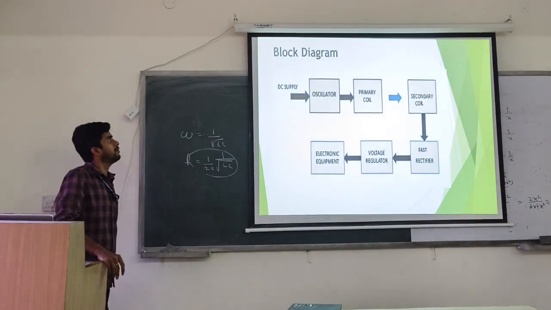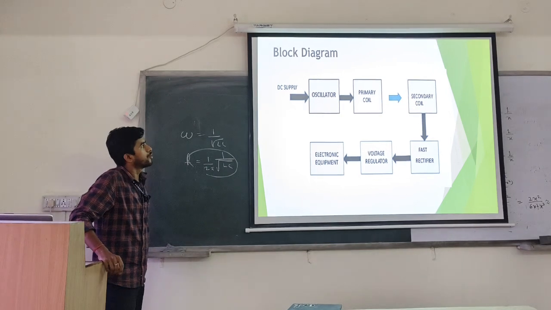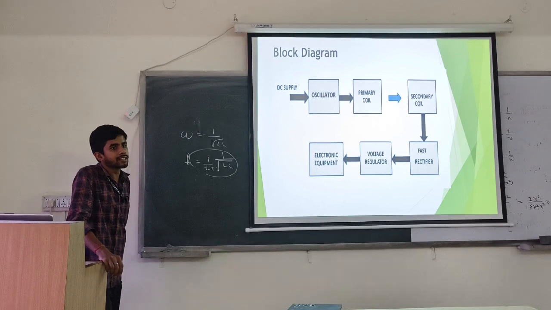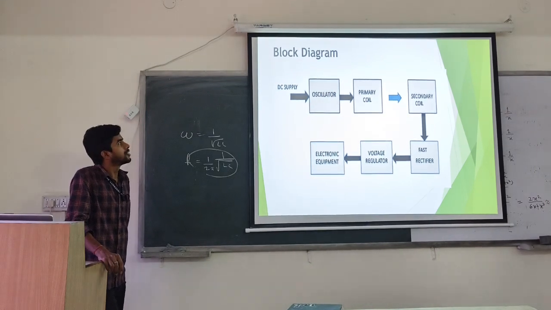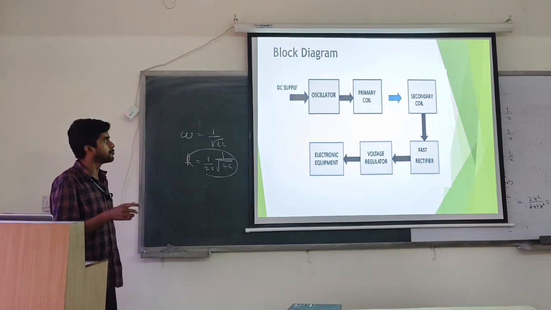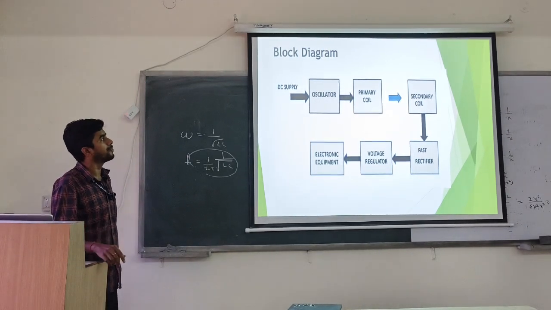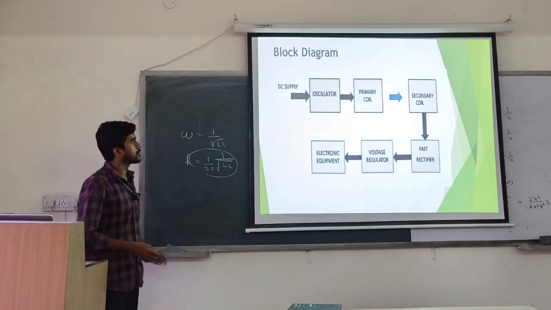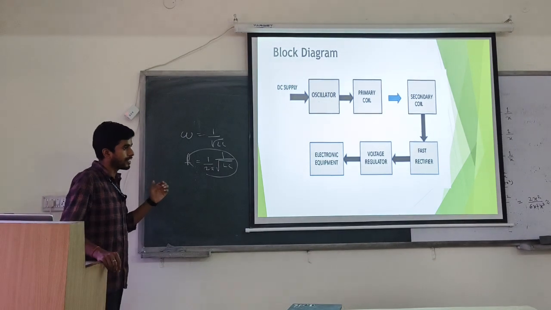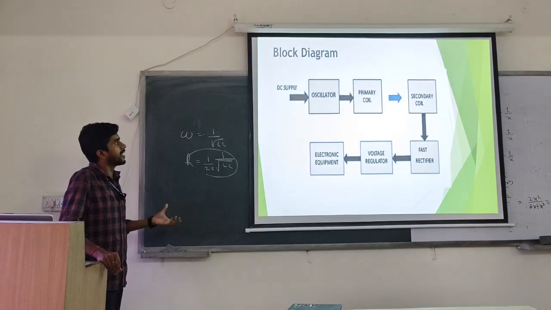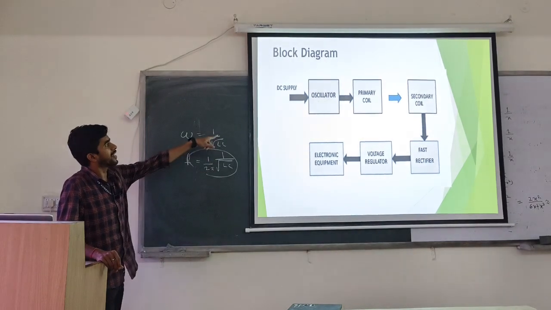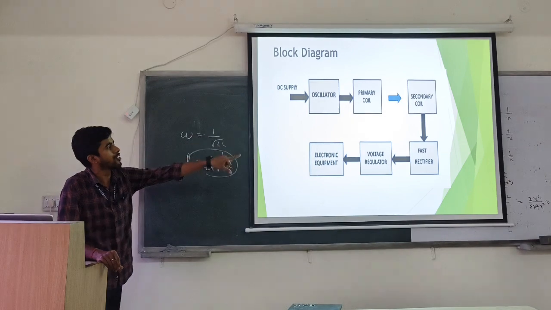So this is the block diagram. There is a DC supply which feeds the oscillator. In the oscillator, there are two things, one is the inductor and the other is the capacitor. The inductor changes the DC supply into AC supply. Then it discharges in the form of a sinusoidal wave. The inductor in the circuit receives the sinusoidal wave, that is the electric current, then stores it in the form of a magnetic field. Then the magnetic field of the primary coil is transferred to the secondary coil.